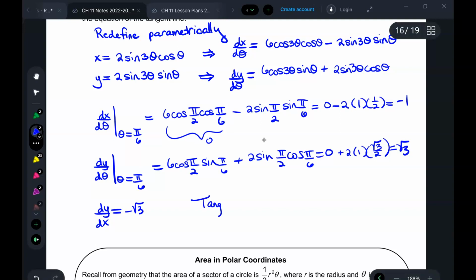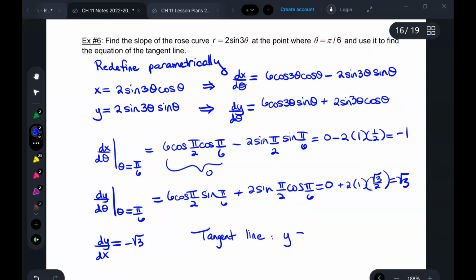So what's my tangent line? It's going to be y minus. So think about what x is going to be at pi over 6. x is going to be root 3. And y is going to be 1. So I have y minus 1 equals negative root 3 times (x minus root 3). There's my tangent line.